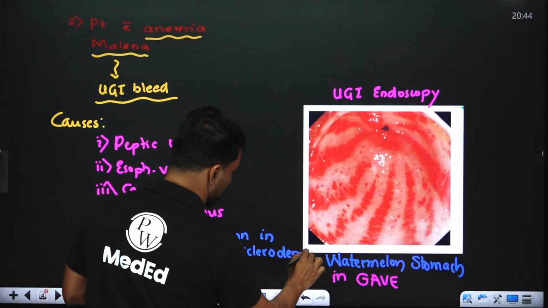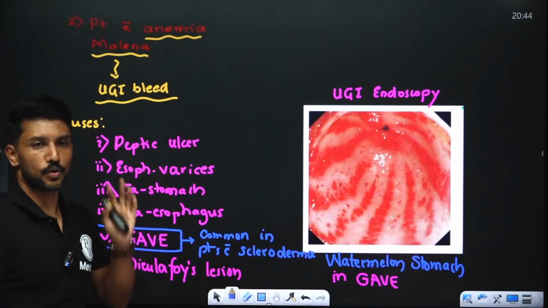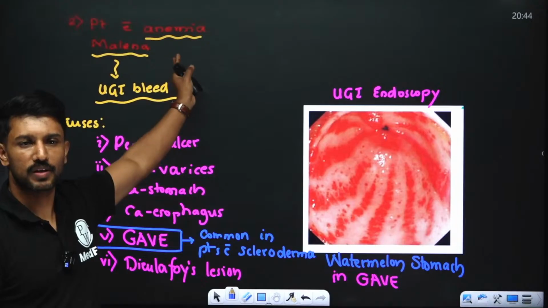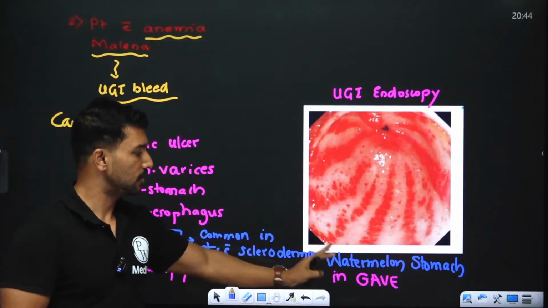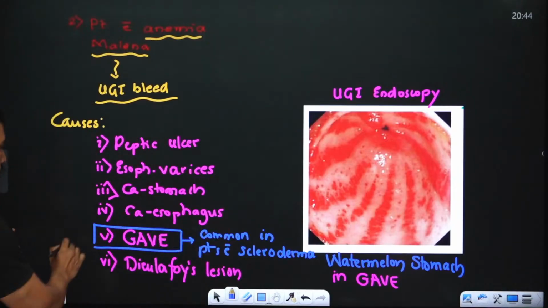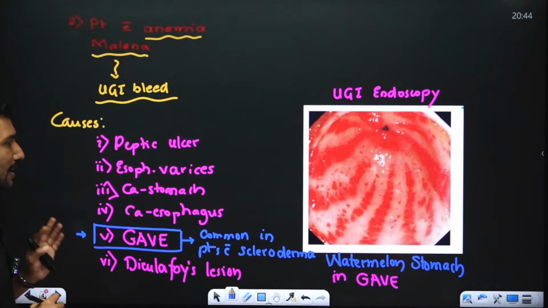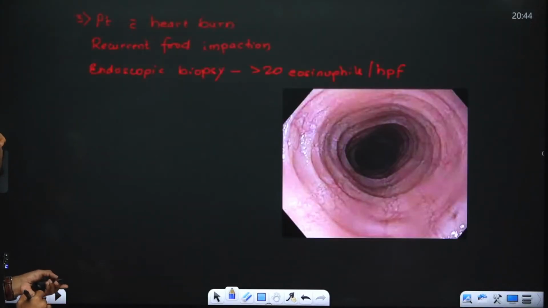Scleroderma. So question may mention that here is a female known case of scleroderma, came to you with melena, endoscopy image. You're seeing this classical watermelon stomach. And then what is the diagnosis? The diagnosis is going to be gastric antral vascular ectasia. Okay. Now let's go to the next image.